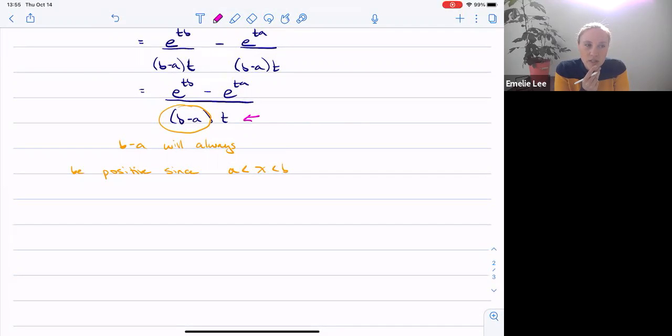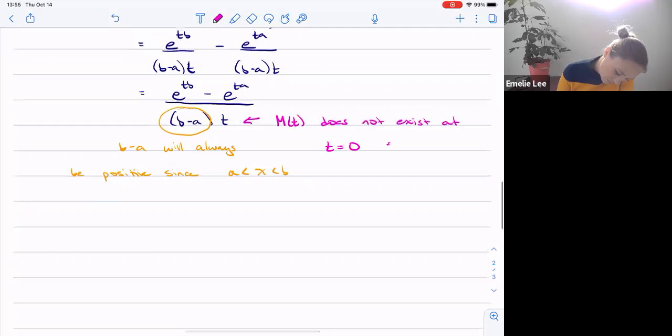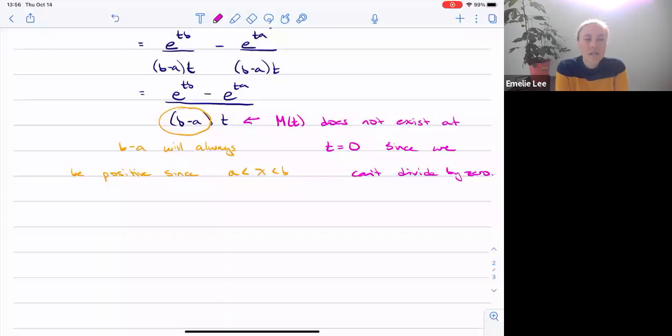For the moment generating function to exist, so m of t does not exist, and I was going to do d and e, but maybe I should write it out, does not exist at t equal to 0, right? Since we can't divide by 0. But what we can do is look at the limit as t goes to 0.